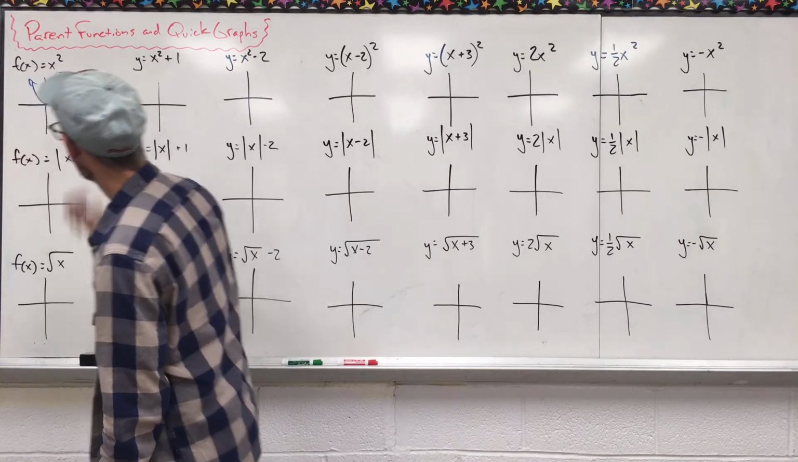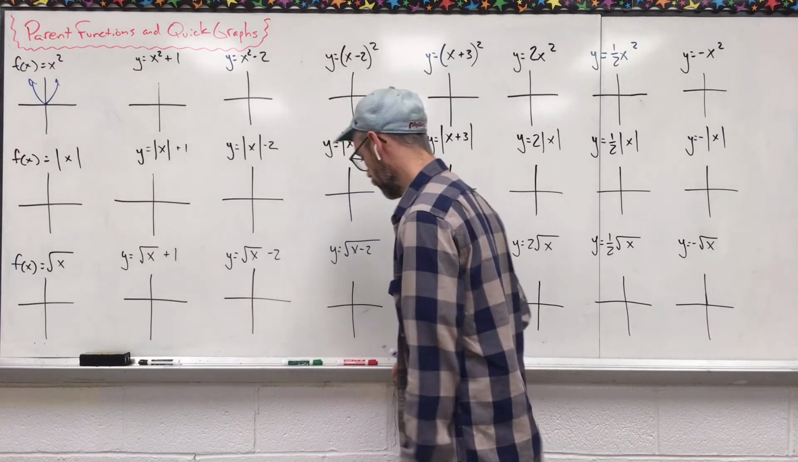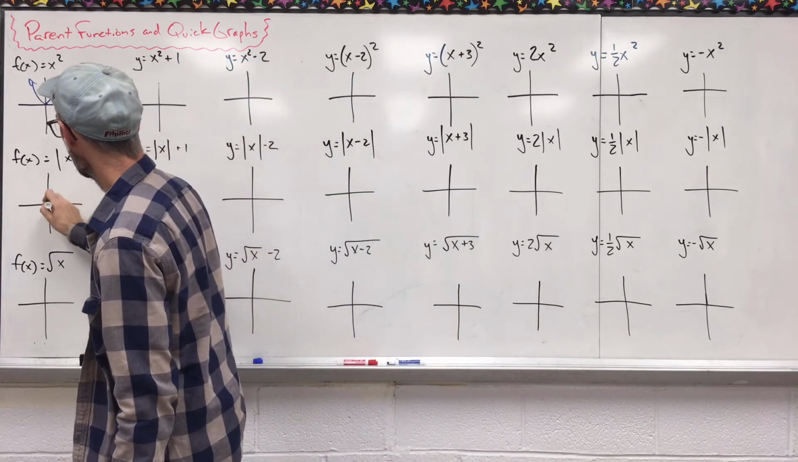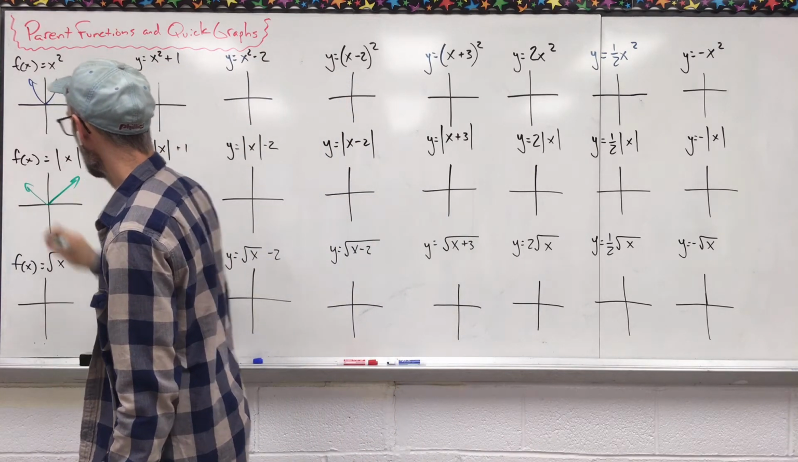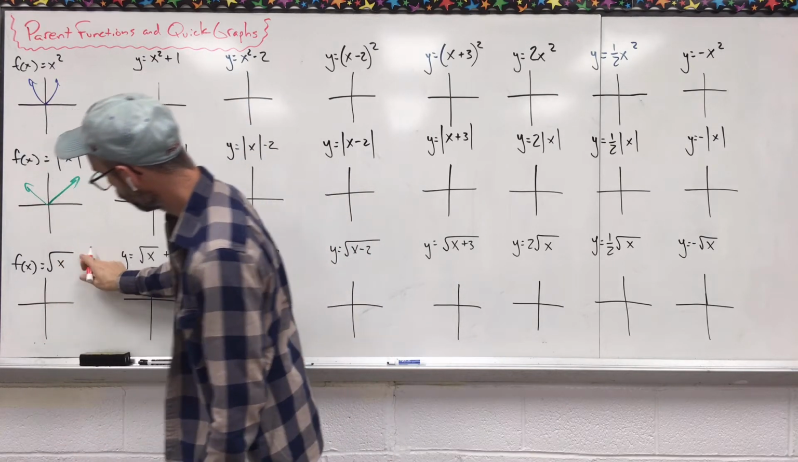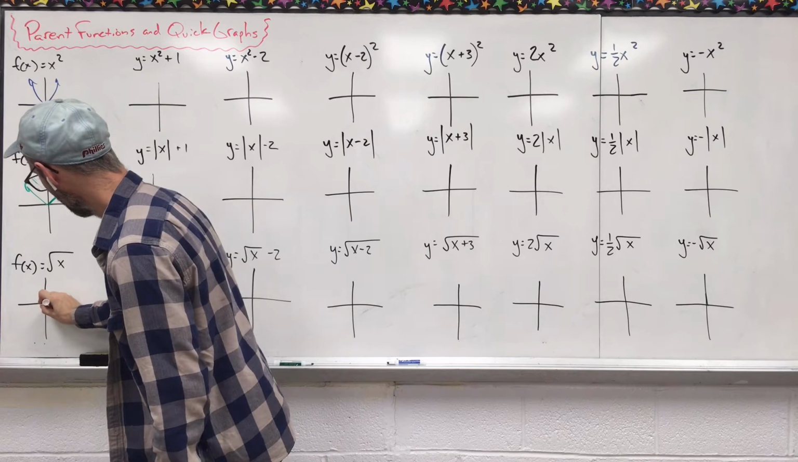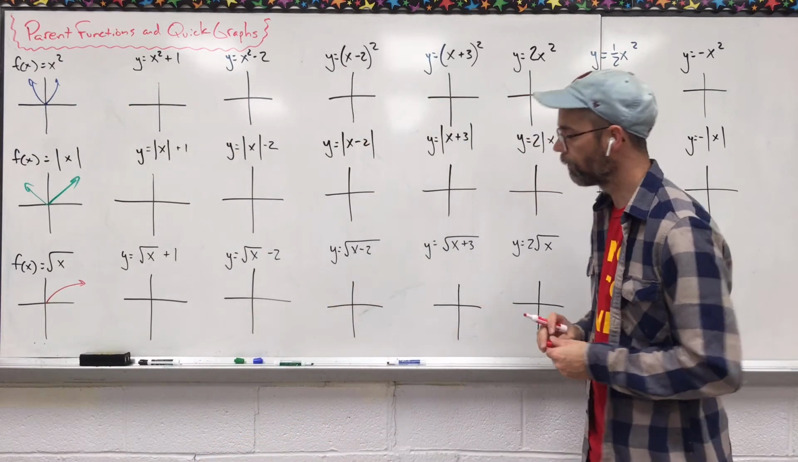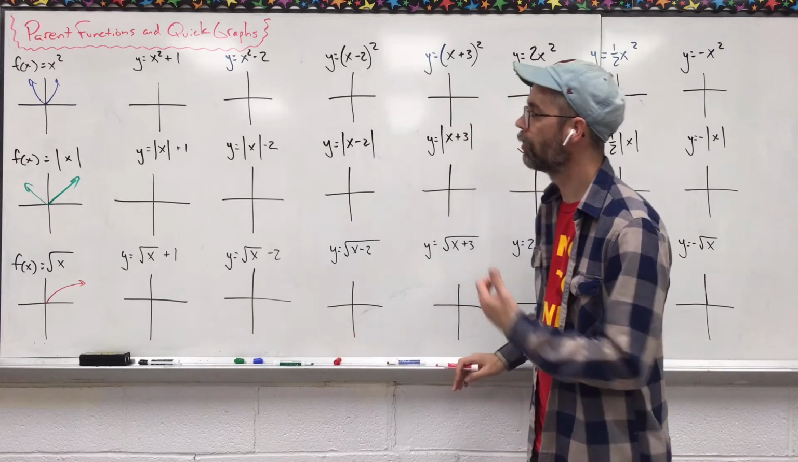We know that x squared gives us a parabola. We know that absolute value gives us this V shape. And we also know that this square root gives us kind of this half a parabola on its side. Each one of their vertexes is at 0, 0.